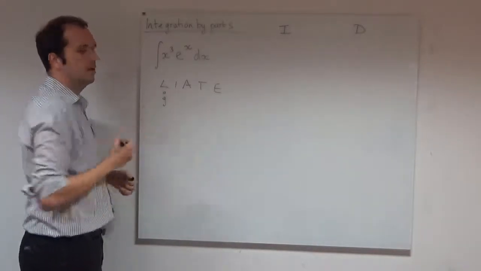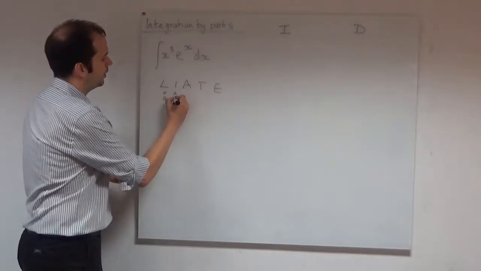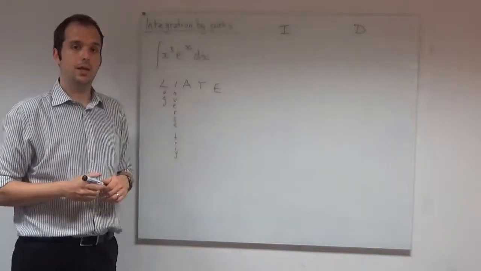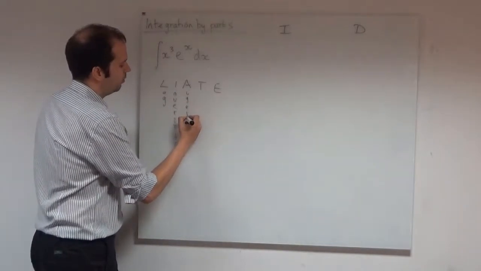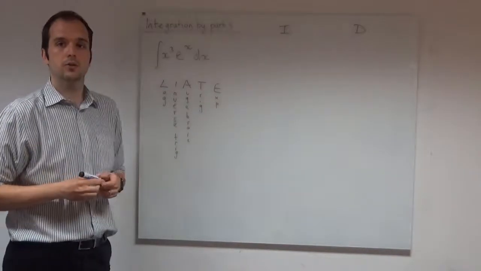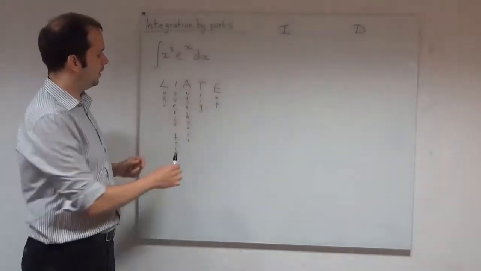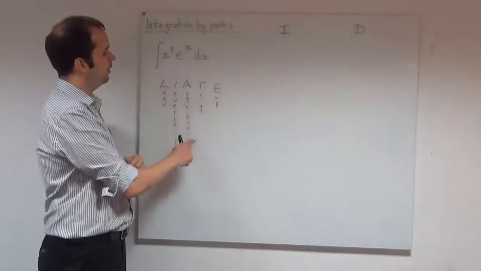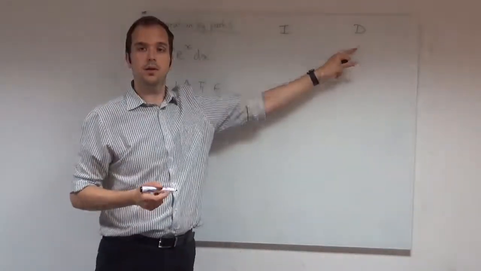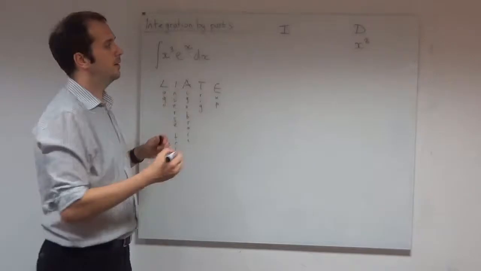L stands for logs, so if you have a log in your expression that you're integrating, that should be the one you differentiate. I is inverse trig, so if you have an inverse trig expression, that should be the next one that you differentiate. Then anything algebraic, so powers of x. T is for trig, and final one is for exponential. So let's have a look at what we have here. We have an algebraic term and an exponential term. Well, algebraic term appears before the exponential term in our LIATE, so that tells us that should be the one we differentiate. So I'm going to differentiate x cubed, so I'm going to put that under the D. So x cubed. So that means it must be the e to the x that I'm integrating.